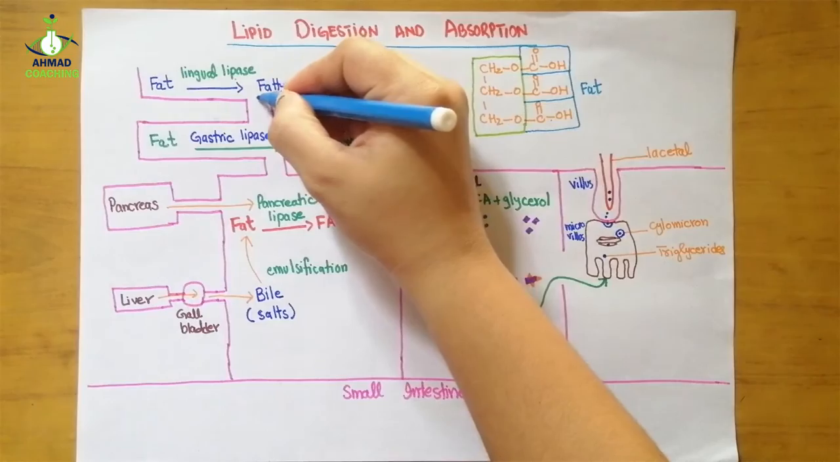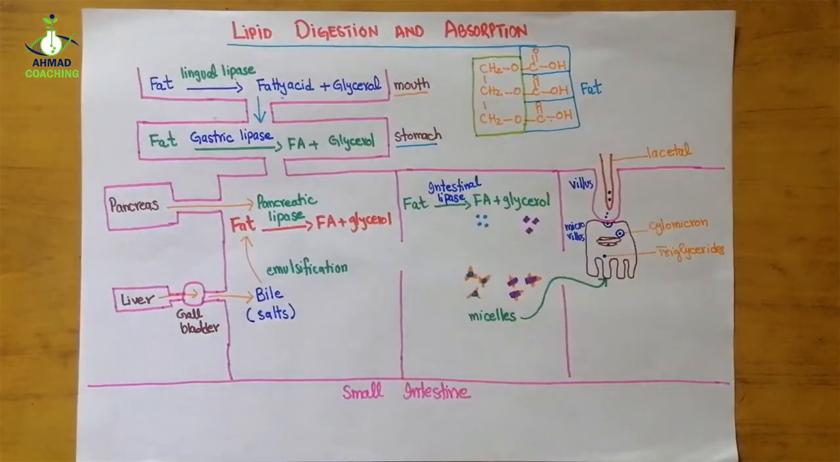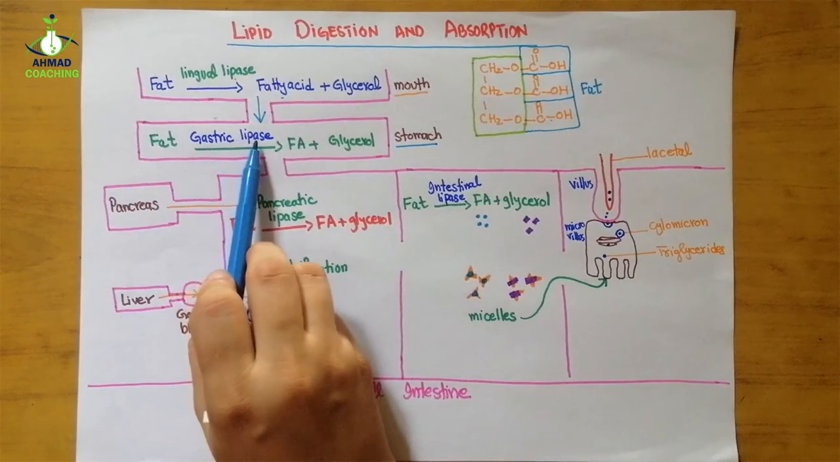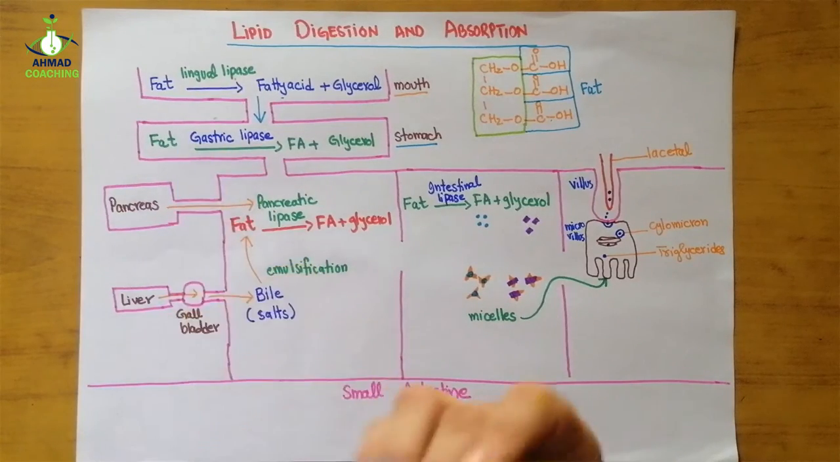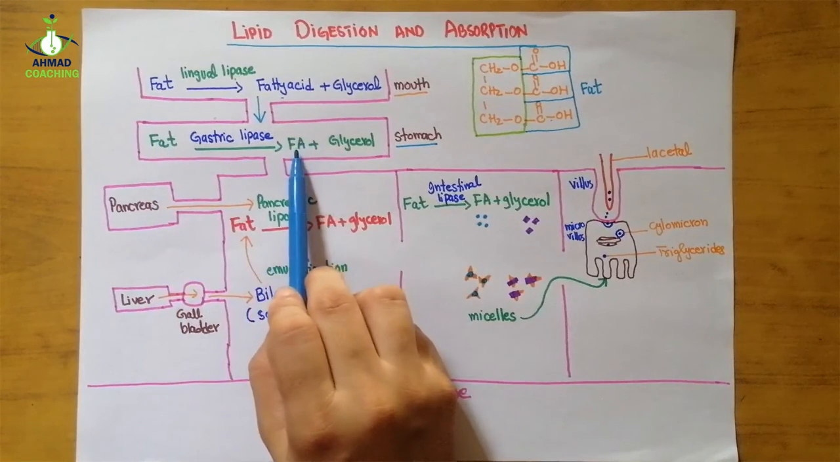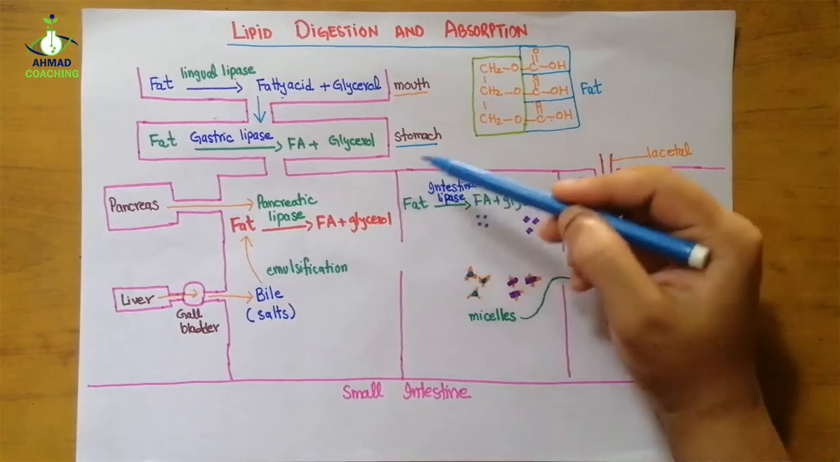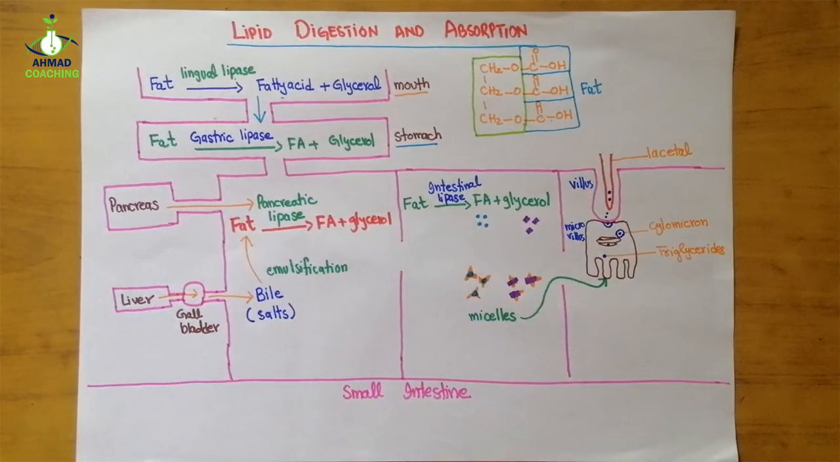From the mouth, the food will move to the stomach. In the stomach, we have gastric lipase. Gastric means stomach. Again, the fat is going to be digested into fatty acid and glycerol. In the mouth as well as in the stomach, a small proportion of fat is digested. The rest of the digestion of the fat will take place in the small intestine.